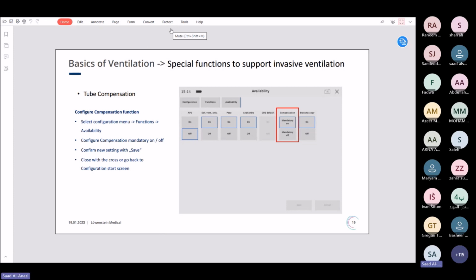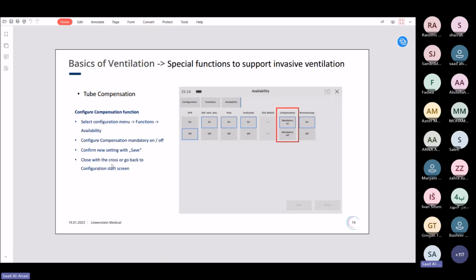So to continue our presentation, we stopped at the compensation function. As you know, in our ventilator we have a configuration system. In the configuration you can add all what you are looking for. For example, for the compensation, you can make it on or off. Otherwise, in the main screen, you will not find the compensation.